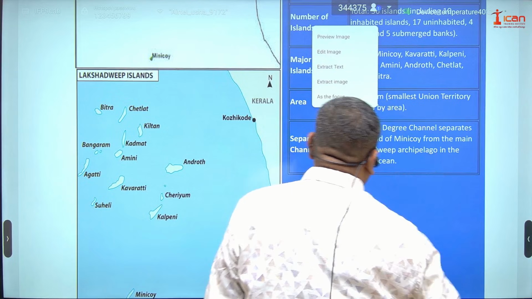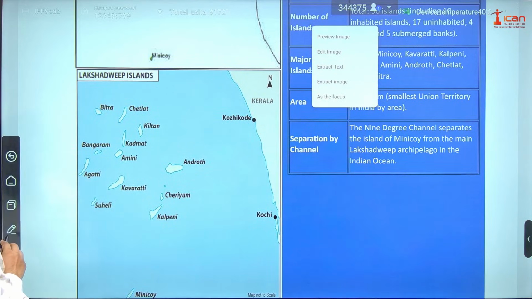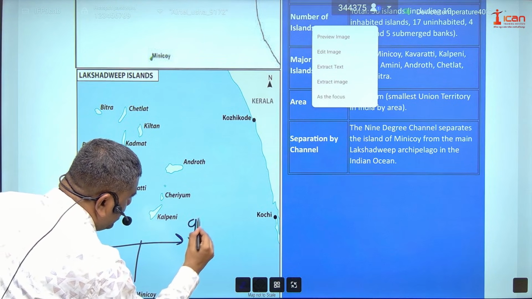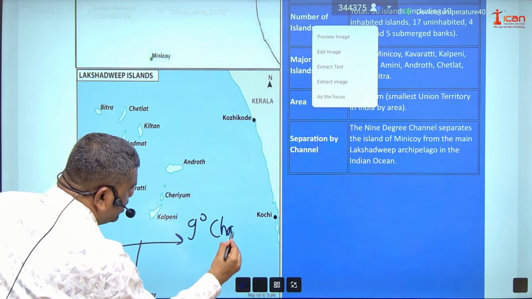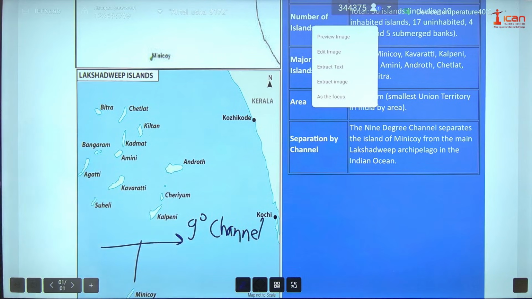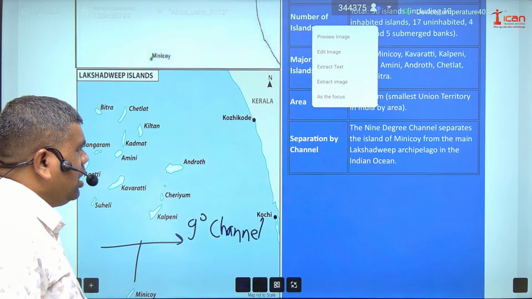It separates the island of Minicoy from the rest, so Minicoy is much lower here, right? Here there is a channel which is called the 9-degree channel, because it is at 9 degrees. We saw Andaman and Nicobar, they had the 10-degree channel separating the Andaman and Nicobar Islands. Here we have the 9-degree channel.